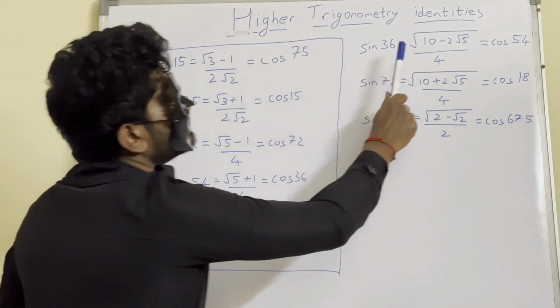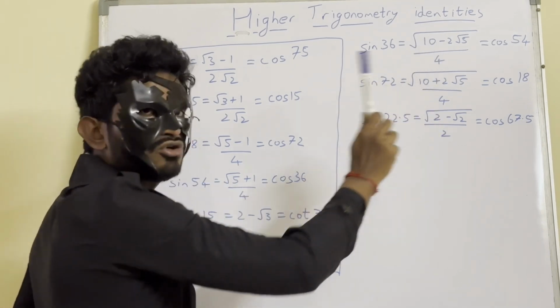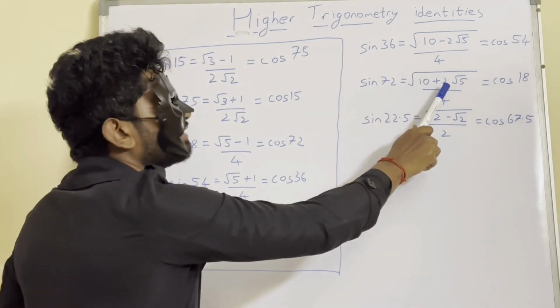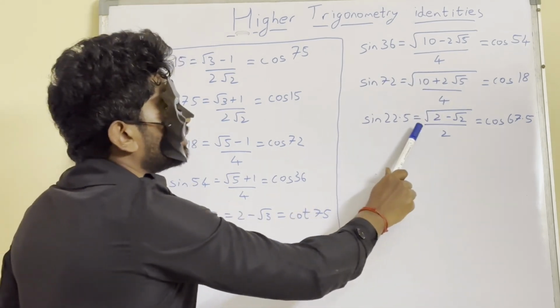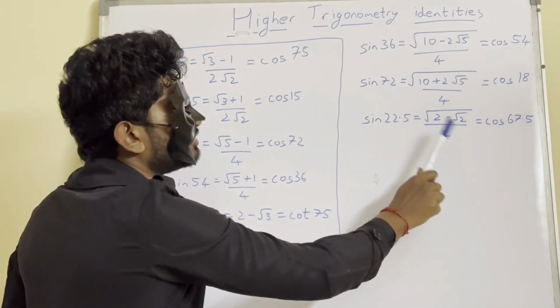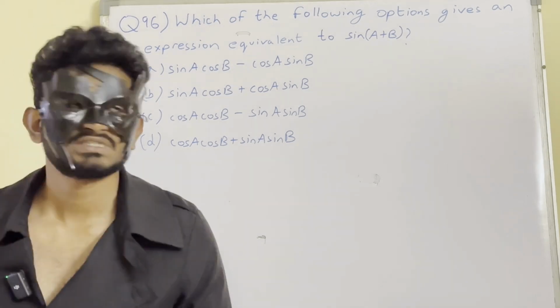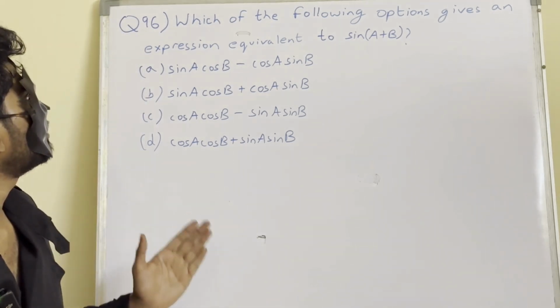Sin 36 is equal to root of (10 minus 2 root 5) by 4, which is also equal to cos 54. Sin 72 is equal to root of (10 plus 2 root 5) by 4, which is also equal to cos 18. Sin 22.5 is equal to root of (2 minus root 2) by 2, which is also equal to cos 67.5. So superhumans, next question is, which of the following options gives an expression equivalent to sin (A plus B)?